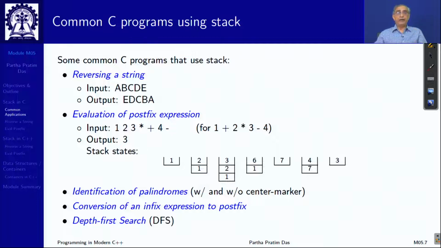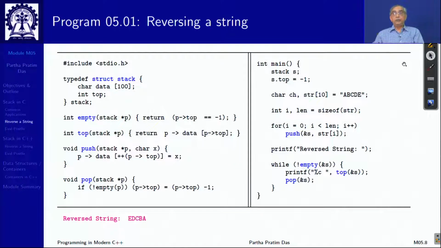It can be used to identify palindromes. Palindromes are words which read the same from both sides, like Malayalam is a palindrome. You read it from left to right, you read it from right to left, it reads the same. So, this detection can be done by a stack. You can, as I said, convert infix to postfix, you can do depth first search, post order traversal, all of these things require stack, highly useful. Okay. So, let us try to recapitulate writing a stack in C.